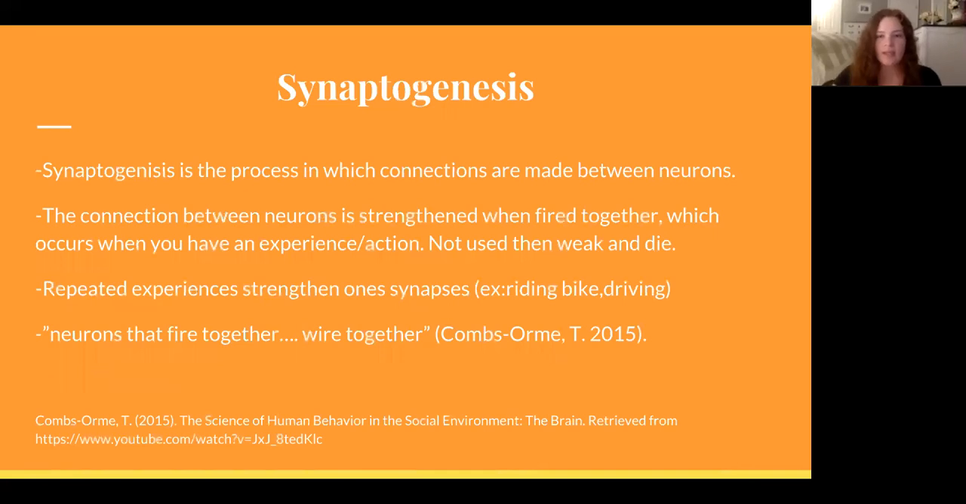Synaptogenesis is the process in which connections are made between neurons. The connection made between them is strengthened when they're fired together, which occurs anytime you have an experience or an action. If you're not using them, then the connection is going to be weak and eventually it will die, basically.